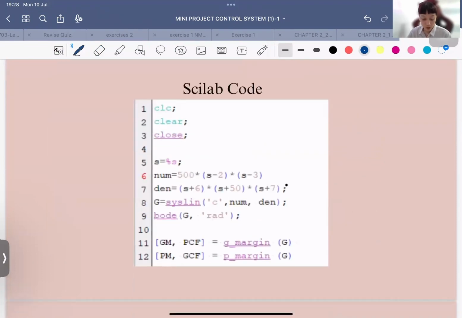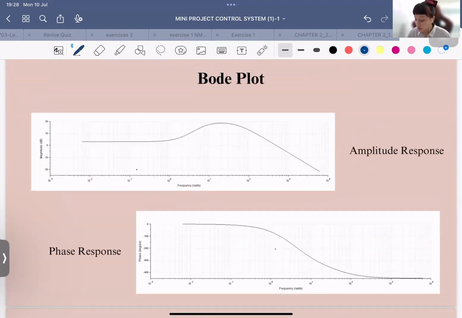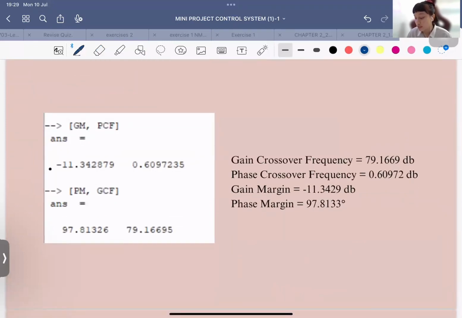In the Scilab code, we need to find the gain crossover frequency, phase crossover frequency, gain margin, and phase margin. So after we run the Scilab code, we got the amplitude response and this phase response graph. From this graph, we are able to find the gain crossover frequency, which is 79.1669 dB, phase crossover frequency 0.60972 dB, gain margin negative 11.3429 dB, and phase margin, which is 97.8133 degree. The gain margin is negative, which shows how much the control system will be reduced.